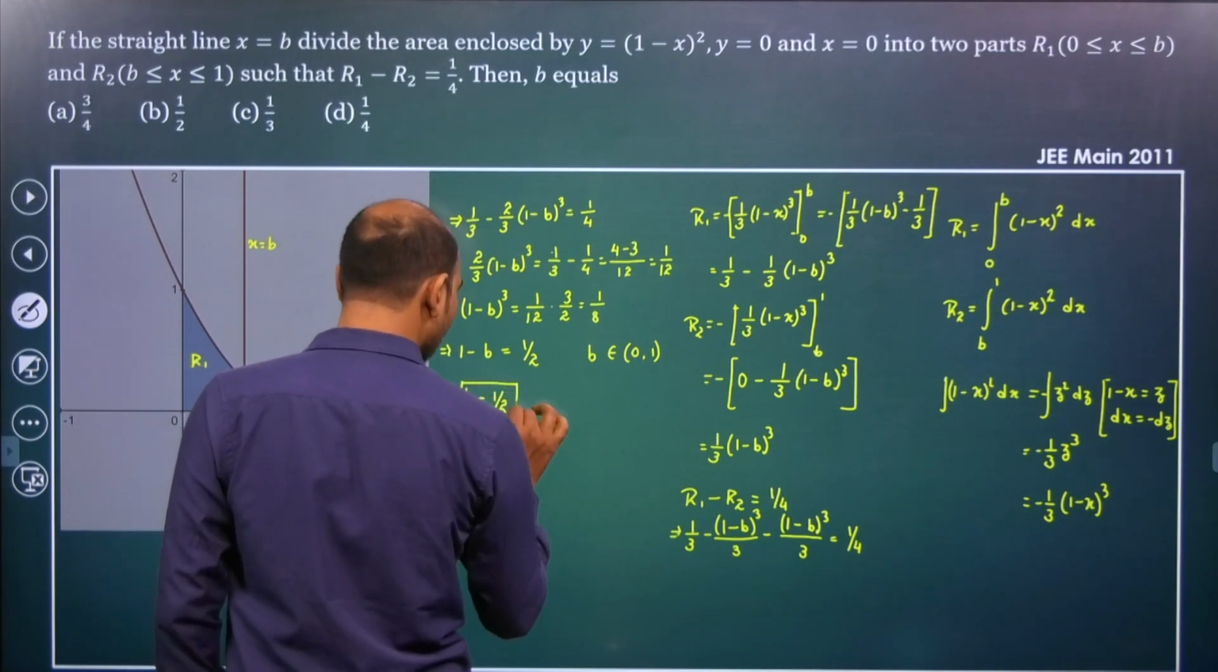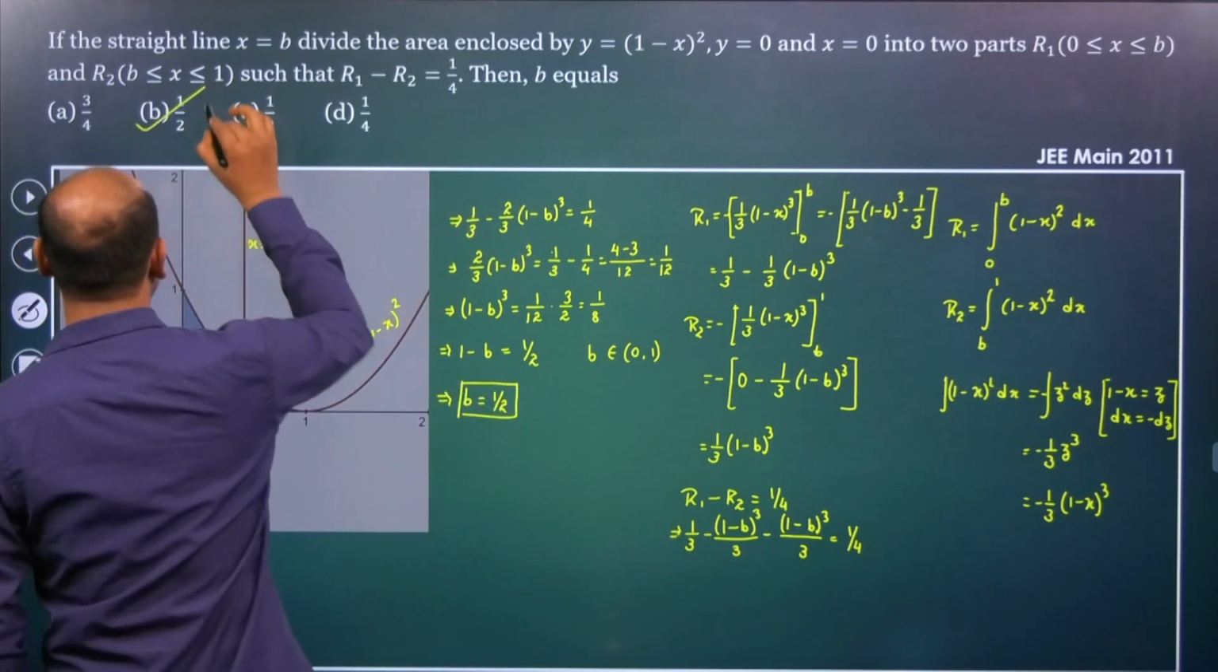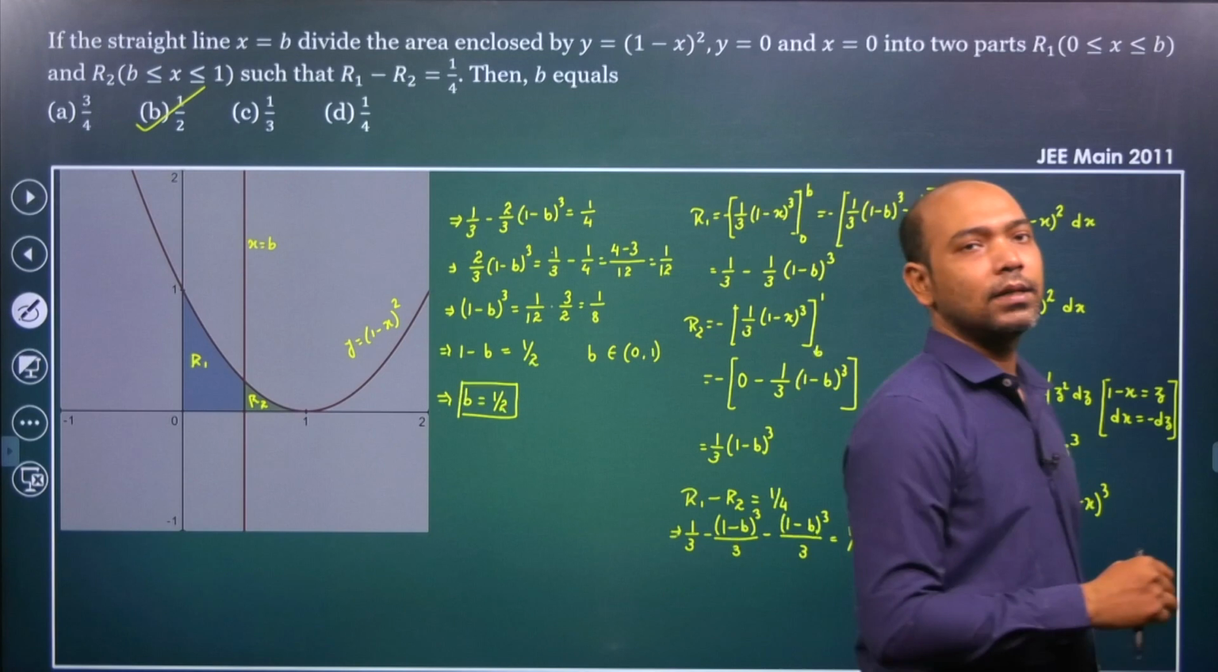So therefore, the line x equal to b divides the region in such a way that R1 minus R2 is 1 by 4. And that's it.